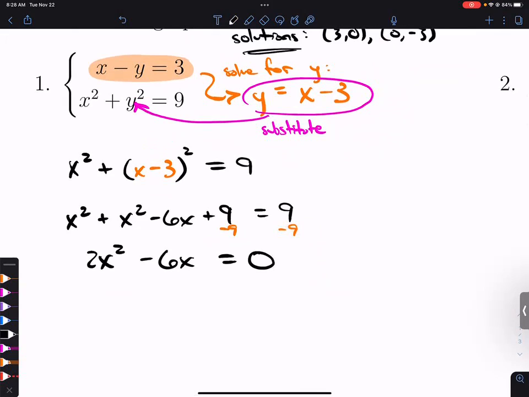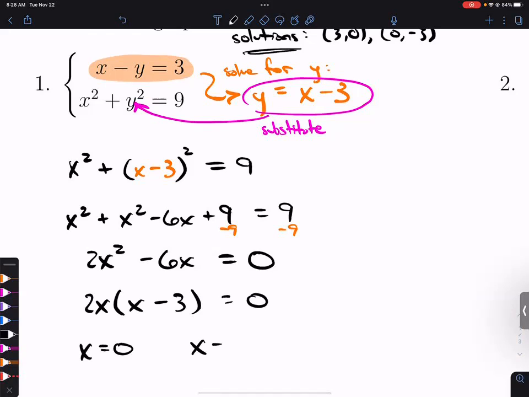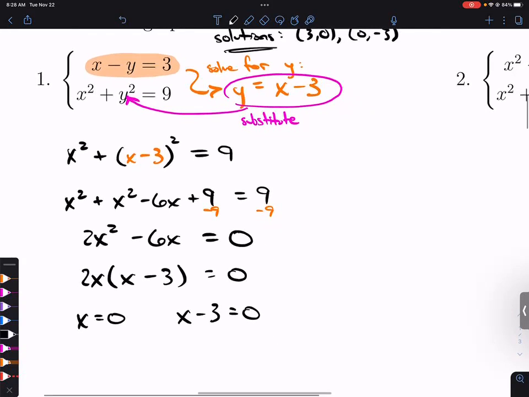You could do the quadratic formula there. Since c is 0, it's pretty easy to factor. Also, you can just take out a common factor. So either x is 0 or x minus 3 is 0, which means that x is 3.